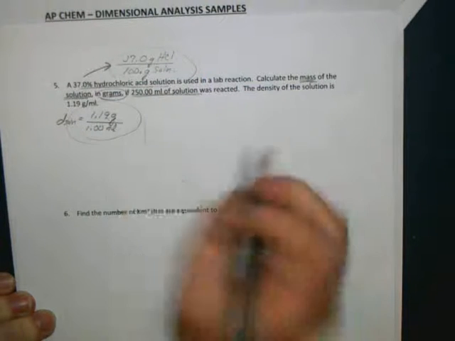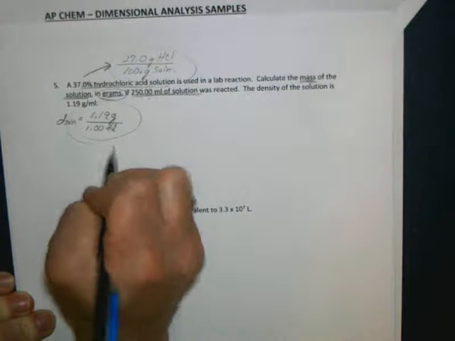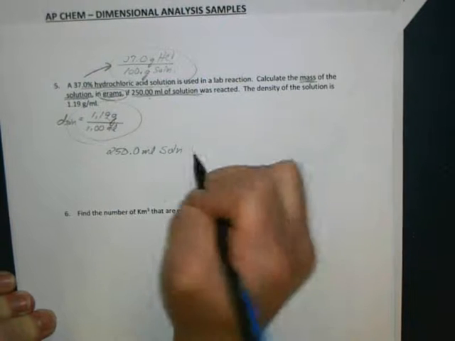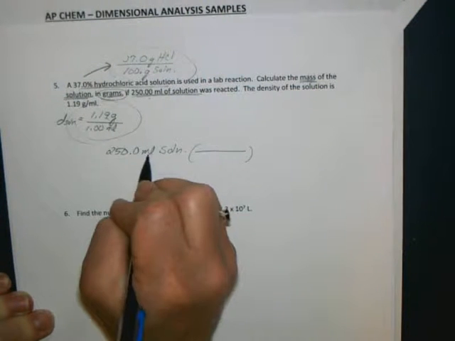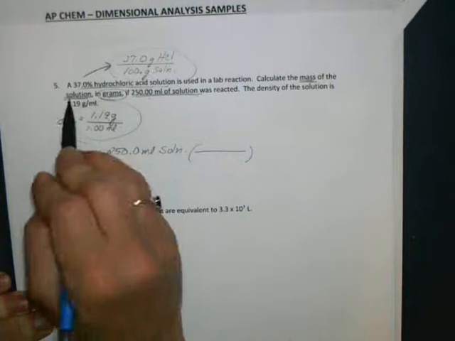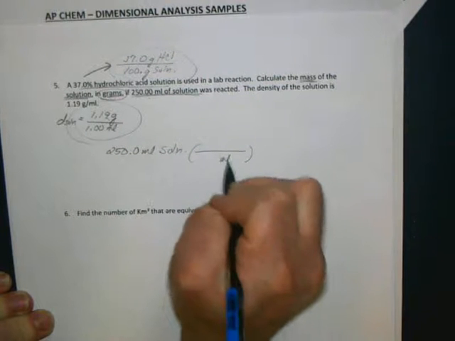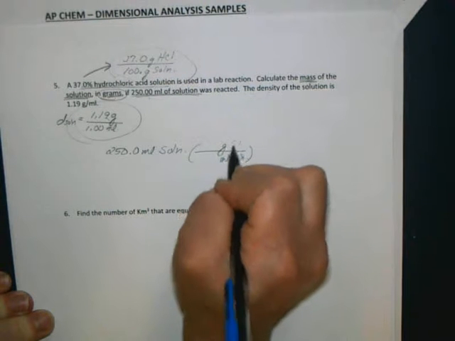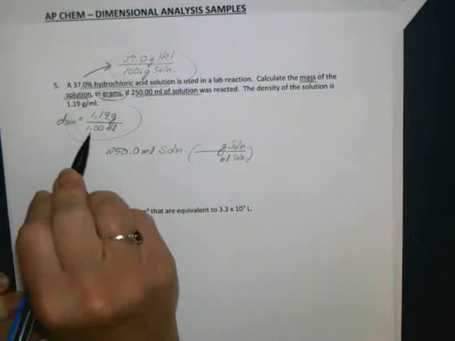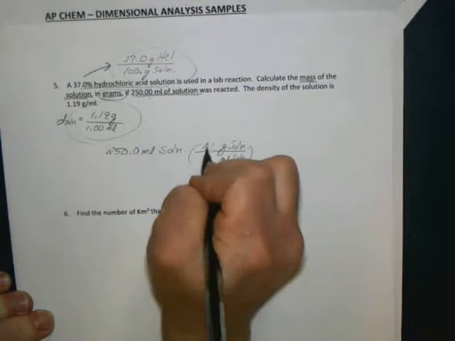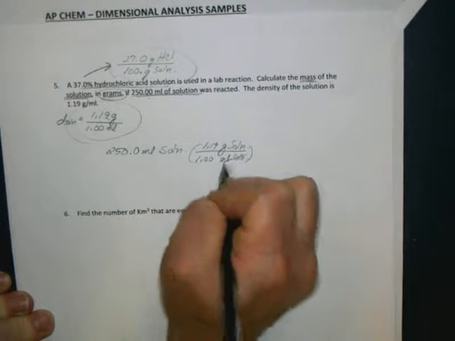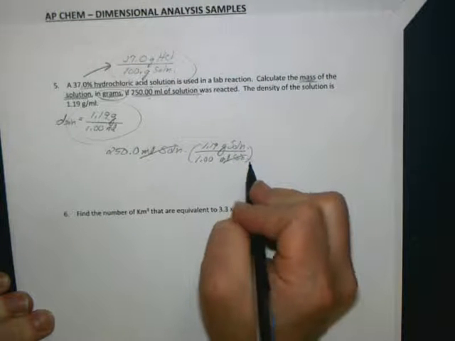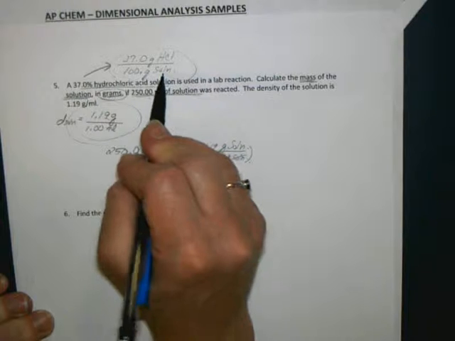I know I need this as my answer. This is my given. So, 250 milliliters of my solution. Now, I know I don't want mils. I want mass in grams of my solution. So I know that milliliters of solution. Now, can I get to grams of solution? With the density, there's 1.19 grams in every 1 mil. That did it. Since I was given density, that's all I needed. I didn't even need to use the mass ratio.